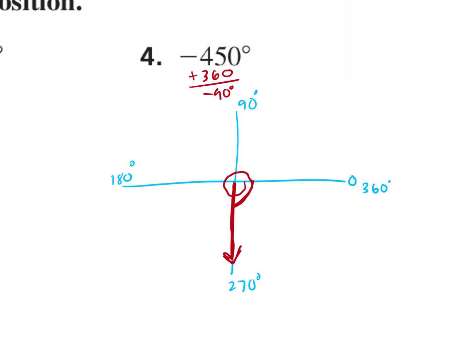If you need to, for negative angles, you can always just label them backwards. So here this would be negative 90, negative 180, negative 270, negative 360. It's just like going in the opposite direction. So if it falls on one of the axes, then it's not in a quadrant.